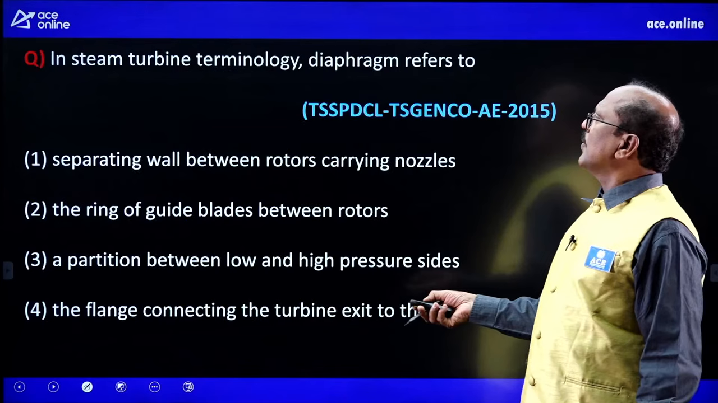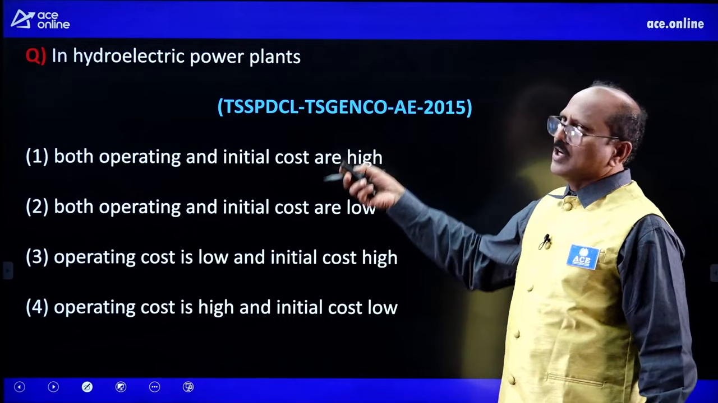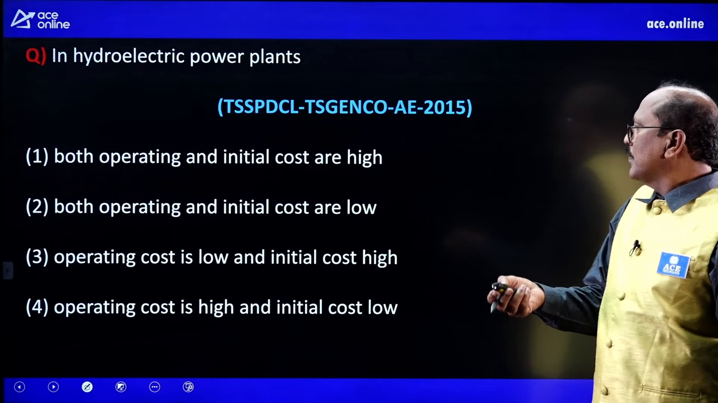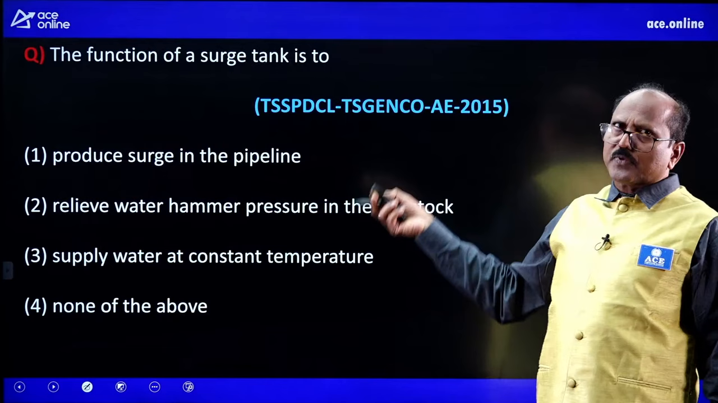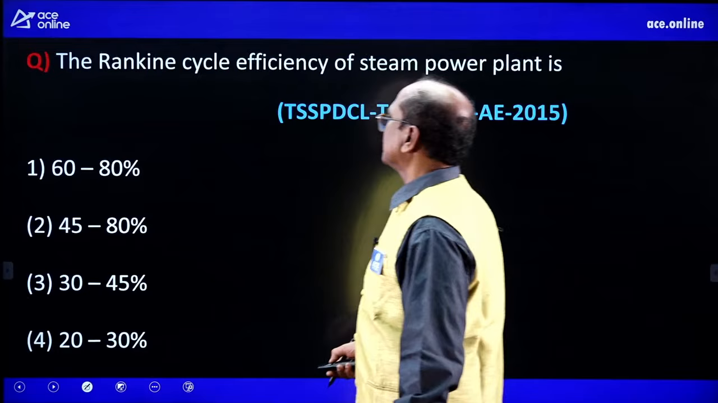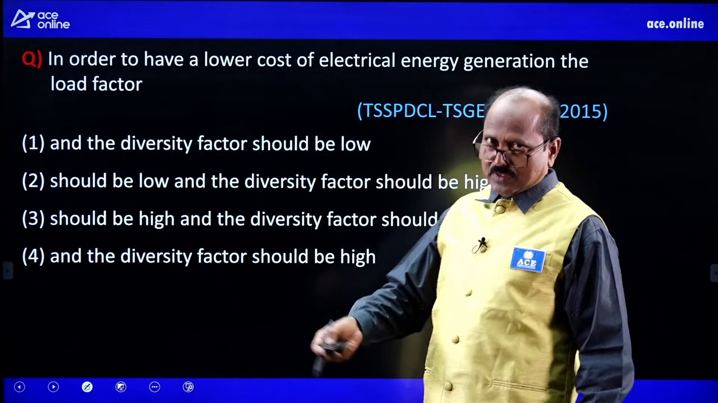I'm going to discuss, okay, what is a diaphragm, like that. How the hydroelectric power plant has low maintenance cost and operation cost, and initial cost is more. The function of a surge tank is to reduce the water hammer. And what is the efficiency of the Rankine cycle, 30 to 45. Like that, we'll discuss in another session with the balance syllabus, okay?